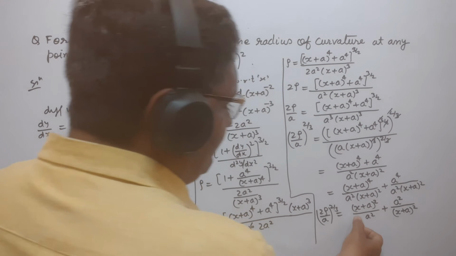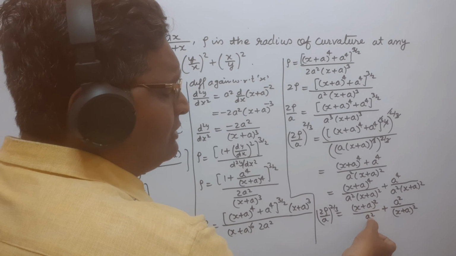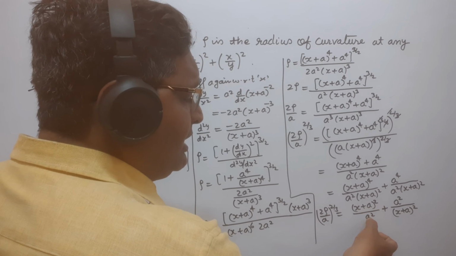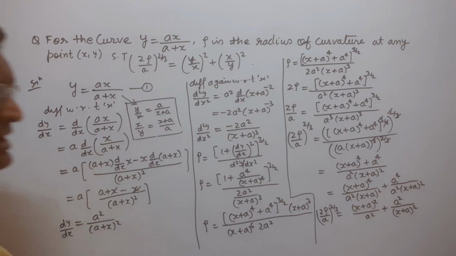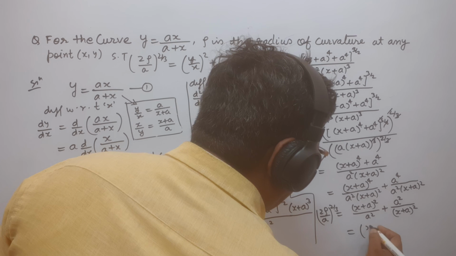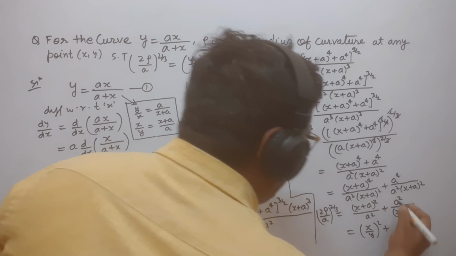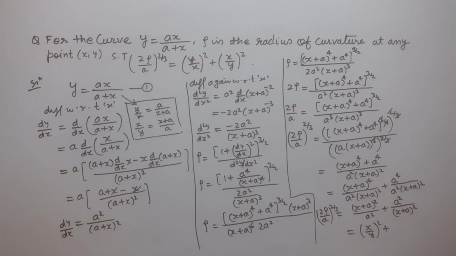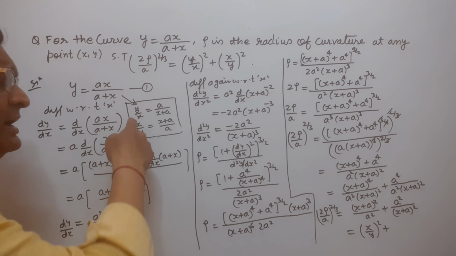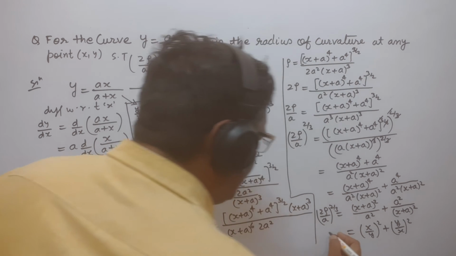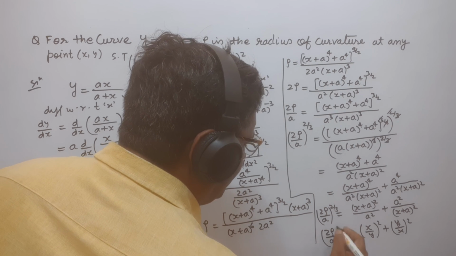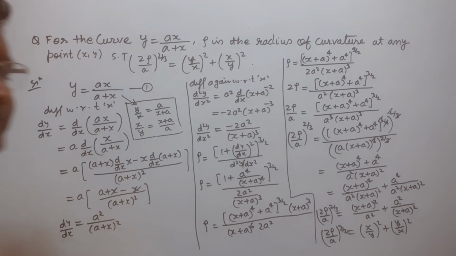Now we put here in the right hand side we can see here (x plus a) whole square upon a square can be written as (x plus a) upon a whole square. So in place of (x plus a) upon a we can write x upon y. So here this is x upon y whole square. And in the second term a square upon (x plus a) whole square can be written as a upon (x plus a) whole square, and in place of a upon (x plus a) whole square we can write here y upon x. So this is y upon x whole square, and here 2 rho upon a whole power 3/2.